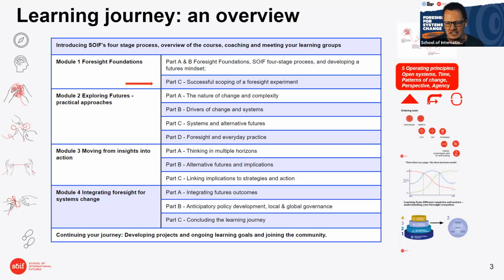To remind you, on the right-hand side, those little icons refer to the SOIF four-stage process, the 5 operating principles. We're now going to be digging a little bit deeper into that first step on the 4-stage process, which is called scoping. And we'll say more about that as the session progresses. And so let's just talk about what the session is about. Before we get into that, let me take a minute and share an image with you.